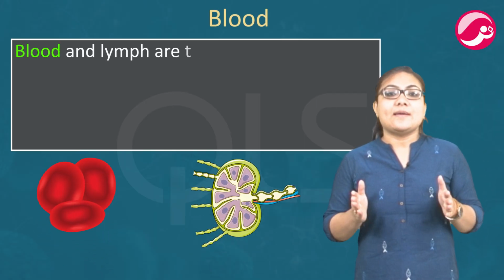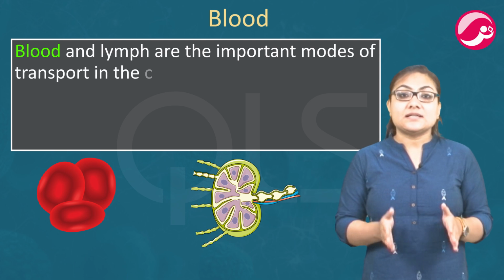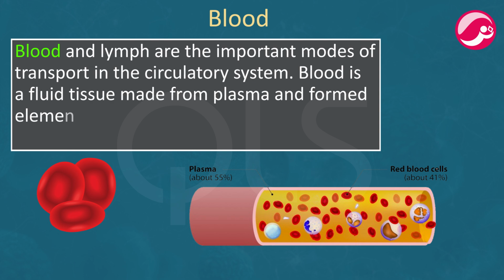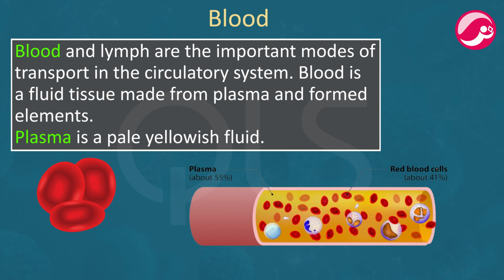Blood and lymph are the important modes of transport in the circulatory system. Blood is a fluid tissue made from plasma and formed elements. Now what is plasma? Plasma is a pale yellowish fluid. Plasma is obtained by separating the liquid portion of blood from the cells.